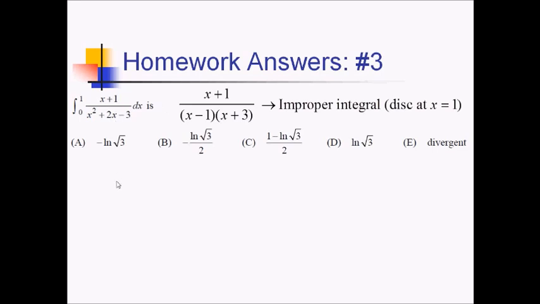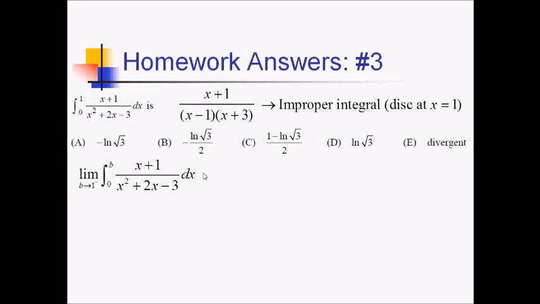So I'm going to write this as the limit, and I'll call this b, as b approaches 1 from the left side of the integral from 0 to b of that rational function. And now I have to actually integrate it. Now there's two ways to do this, using substitution and using partial fractions. On this slide, I'm going to show you substitution, and if you want to see the partial fraction solution, then just keep watching the video for the alternate solution.